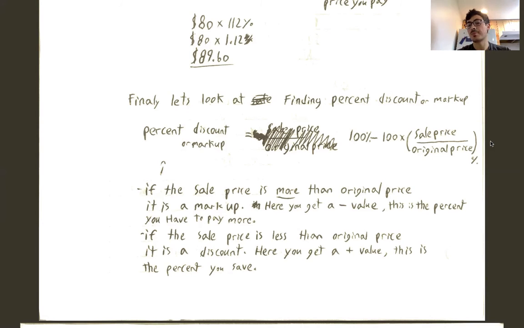So when we talk about percent markup, we can ignore that negative, but that negative is really going to tell us that it's a markup, that we're paying more. So we'd still have 12% markup, but the negative sign is going to tell us that it's a markup. If the sale price is less than the original price, what we're going to get is a positive value, that is the percent that you save. So if you looked at the first example we did where we saved 20%, the percent discount would equal positive 20%. So positive is good, you save money, negative is bad, you pay more money. That'd be one way to think about it.